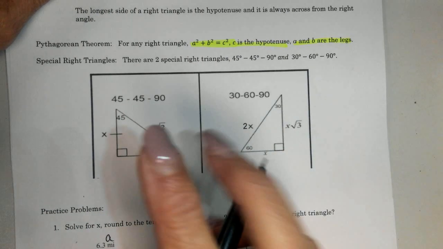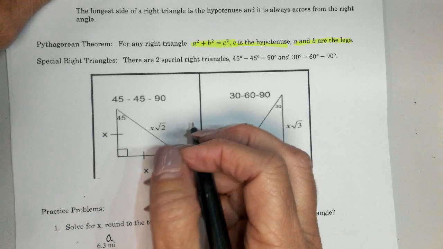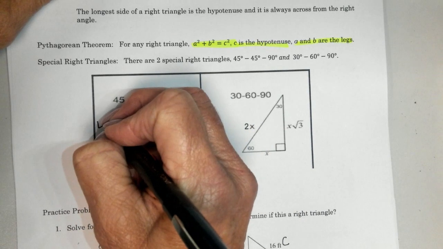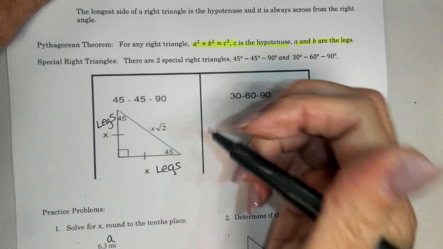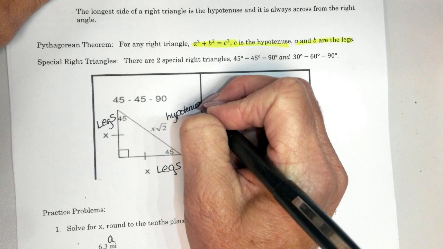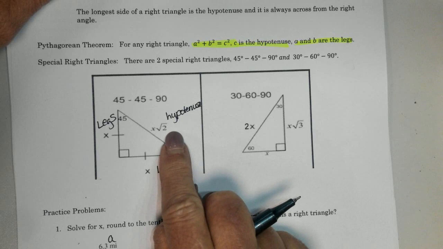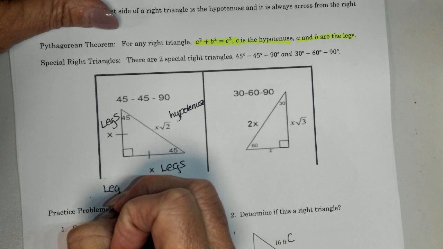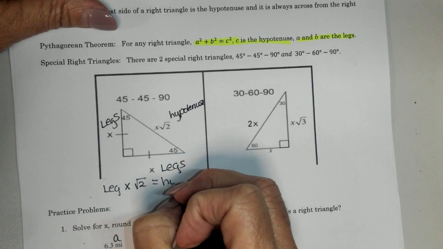Now, the way it works is on your 45, 45, 90, you've got your legs here. And your legs, if you take them times the square root of 2, you're going to equal your hypotenuse. So no matter what the length of your leg is, multiply it by the square root of 2 to get the hypotenuse. So the leg times the square root of 2 equals the hypotenuse.